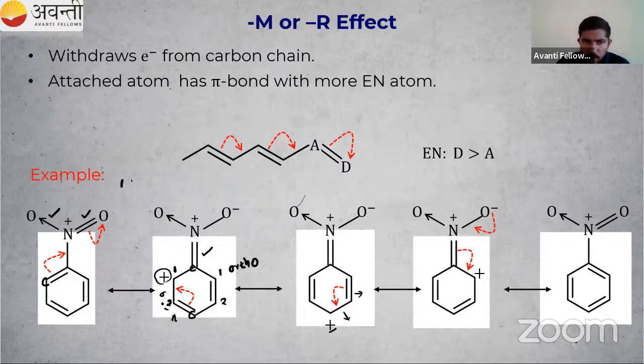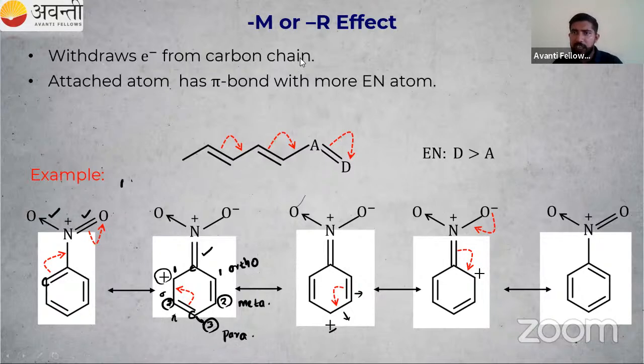This side also 2, right? So 2, 2. That carbon, that position is known as a meta position. Then the third one, this is the third position. That is known as para position. Okay, then observe this one.